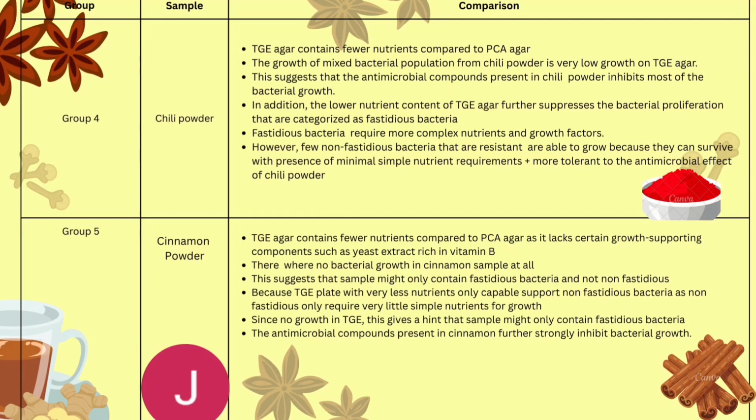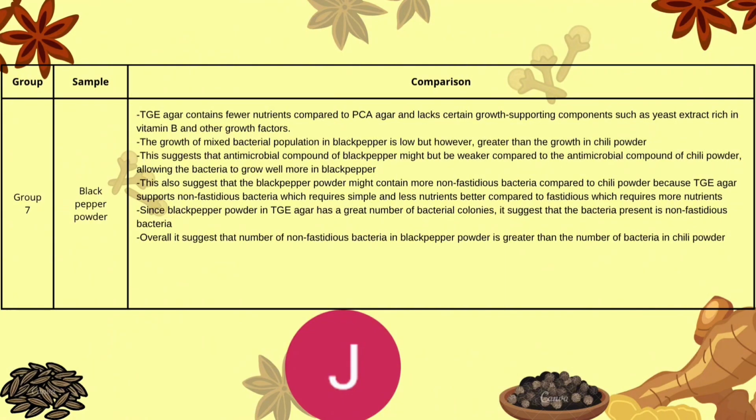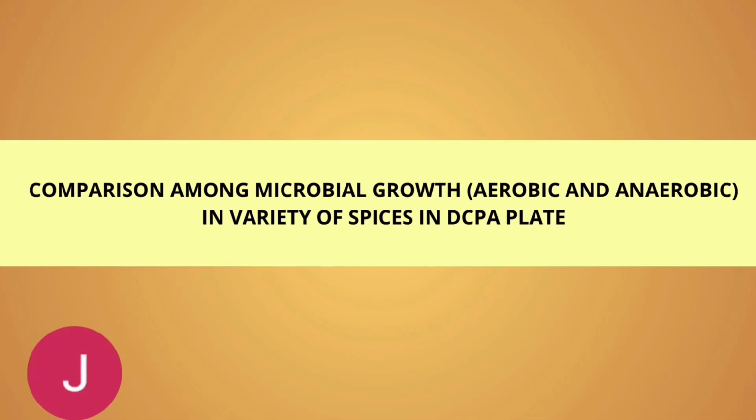This shows that the antimicrobial compound that is present in the chili powder has inhibited most of the bacterial growth, and since the TGE agar has low nutrients, it further suggests that it might suppress most of the bacterial proliferation that are categorized as fastidious bacteria. In the group 7 with the black pepper powder, it shows the growth of the mixed bacterial population to be low, but however the bacterial population in the black pepper powder is greater than the bacterial population grown in chili powder.